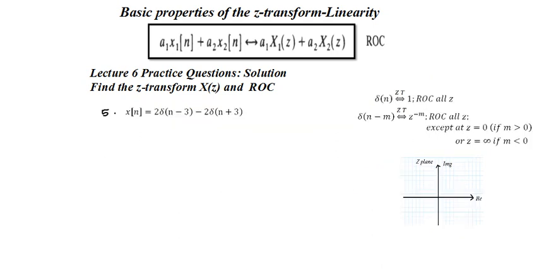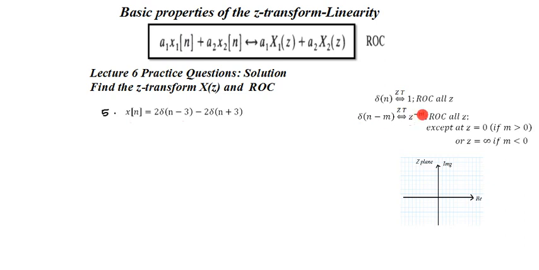And here it is given a shifted version of this impulse signal. X of n is equal to 2 into del of n minus 3 minus 2 of del of n plus 3. So in the previous lecture we got the result del of n minus m is equal to Z raised to minus m. Those who want to know about the result, watch the previous lectures.